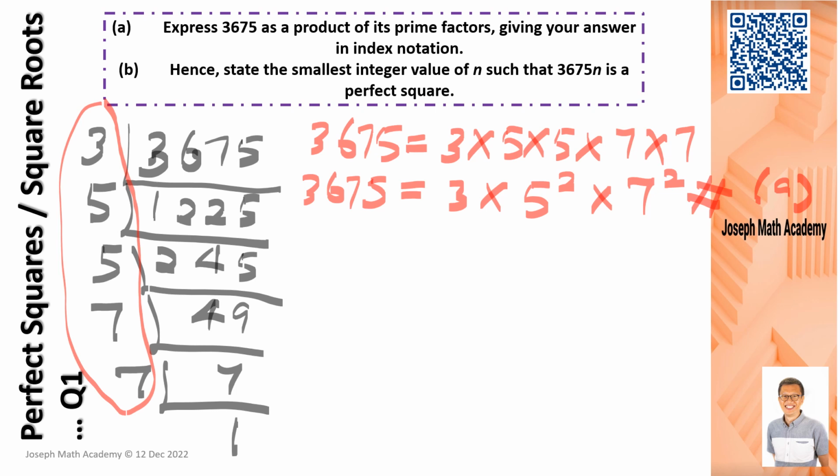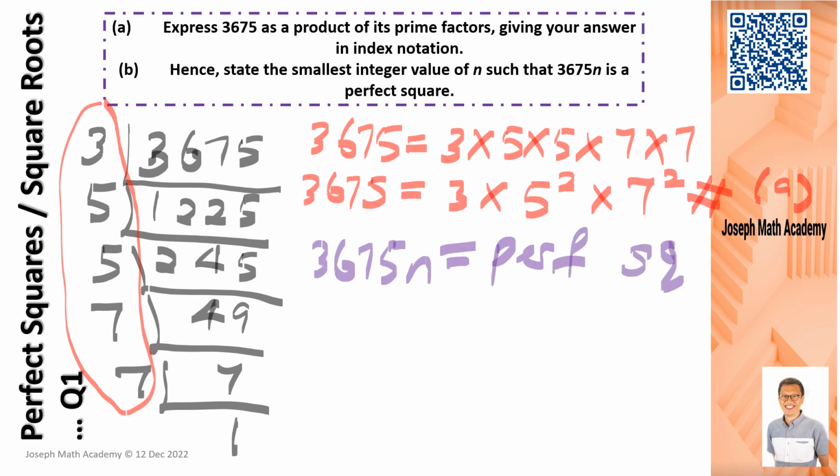Let's move on to part B now. Part B continues from part A, so we have to use the part A answer to do part B. They ask us to find the value of n. n is the smallest integer, and n must be multiplied by 3,675 to get a perfect square. We want this to be a perfect square.